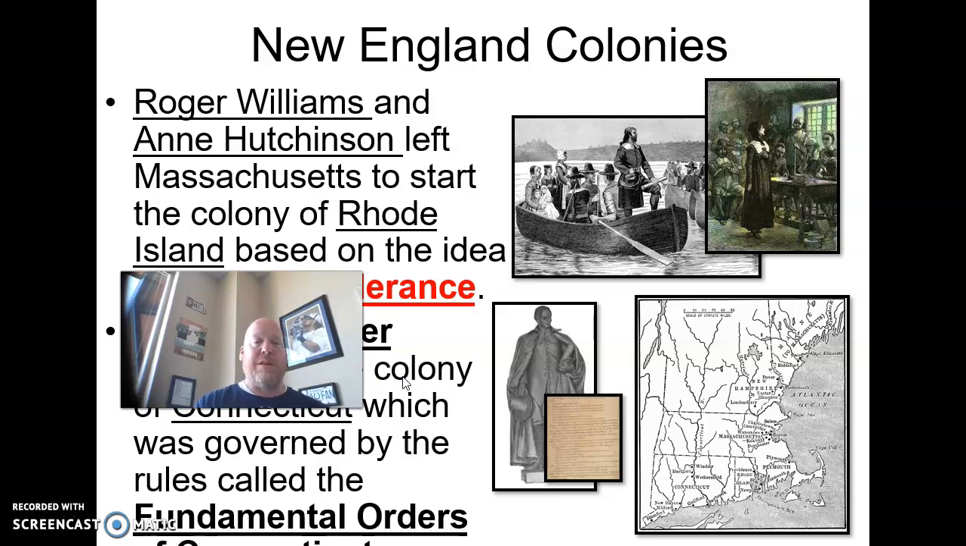And then another guy, real quickly, Thomas Hooker. He was also in Massachusetts at one time, didn't like the way things were going there. So he left on his own, and he created the colony of Connecticut. Hooker's in the first blank, Connecticut's in the second. What you need to know is he set up his government based on a document called the Fundamental Orders of Connecticut, and it is very similar to what we call our Constitution today.